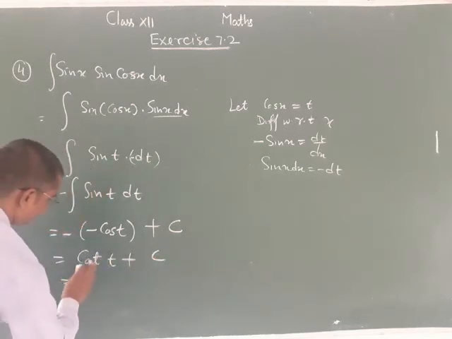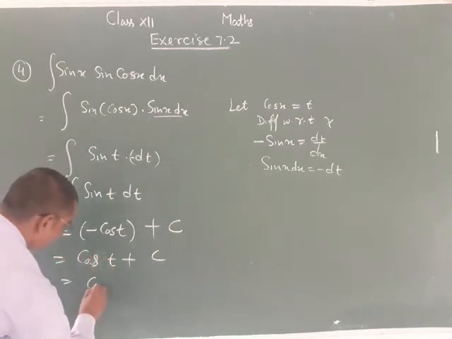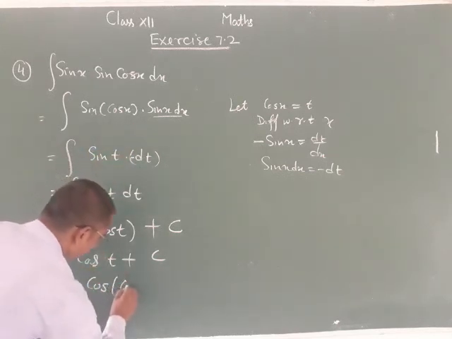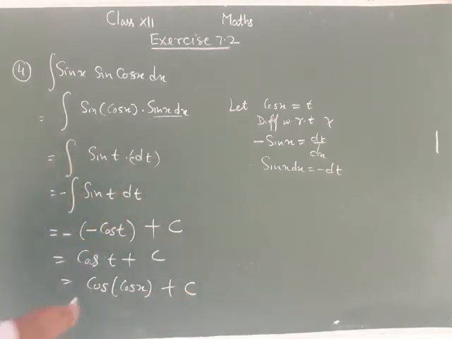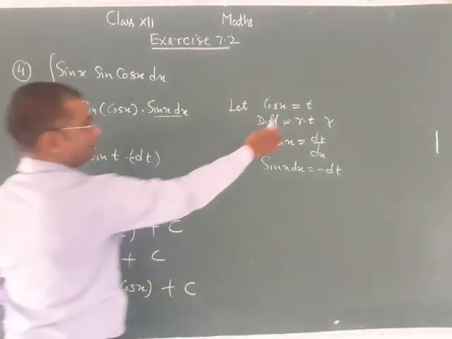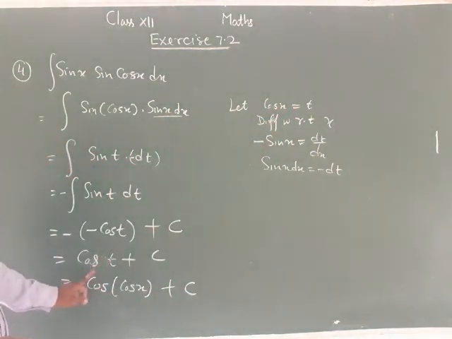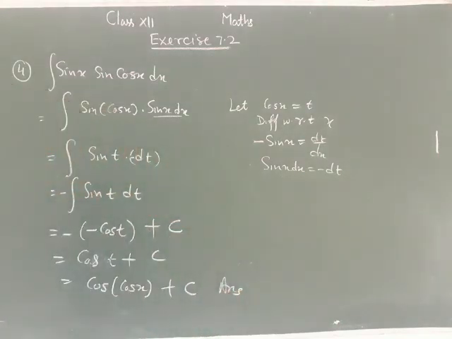So cos t, now change the variable back: t is cos x, so replace it, and we get cos x plus c. This is the answer.